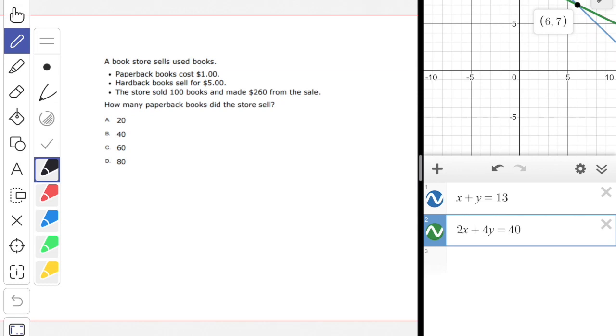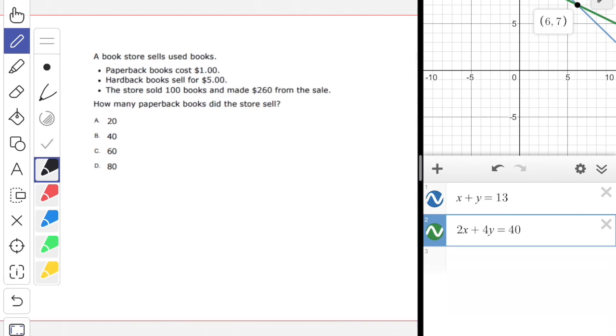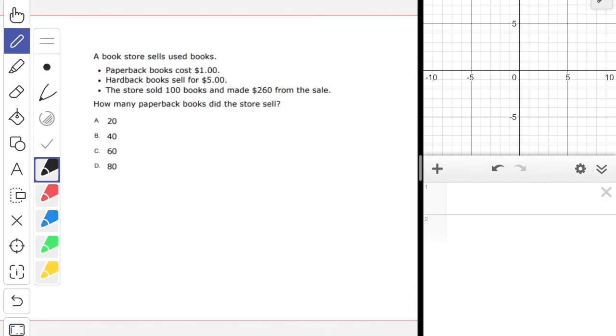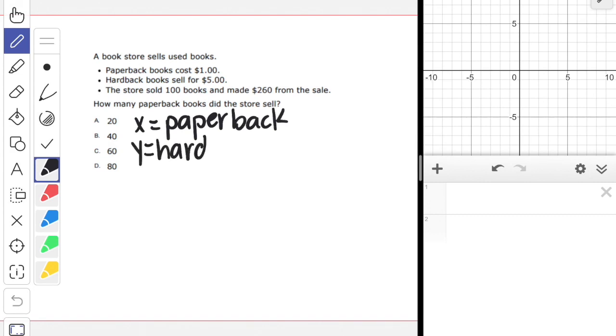All right, so I'm actually going to make this the last problem. And with this last problem, I have a bookstore that sells used books. We have paperback books that cost $1, and we have hardback books that cost $5. The store sold a total of 100 books and made $260. So when I'm looking at this problem, I'm going to define my variables. So let's say x is going to be paperback, and then y is going to be hardback.